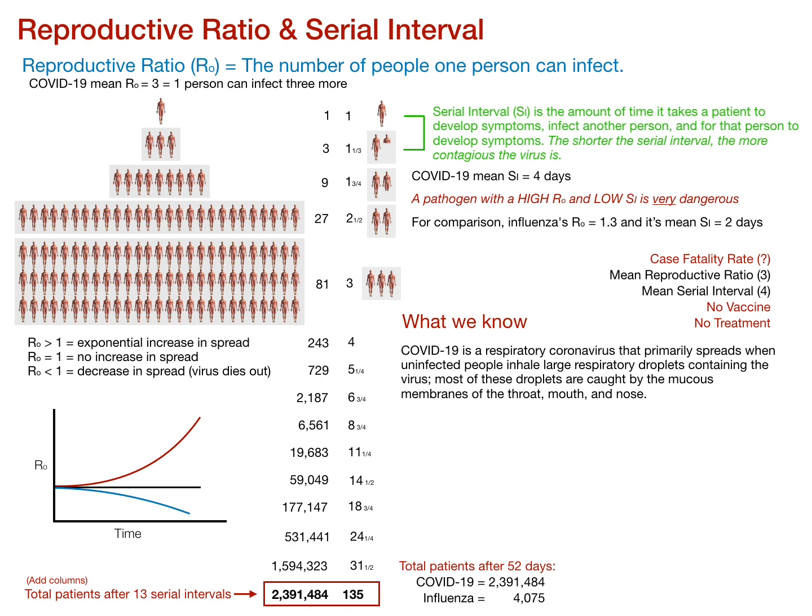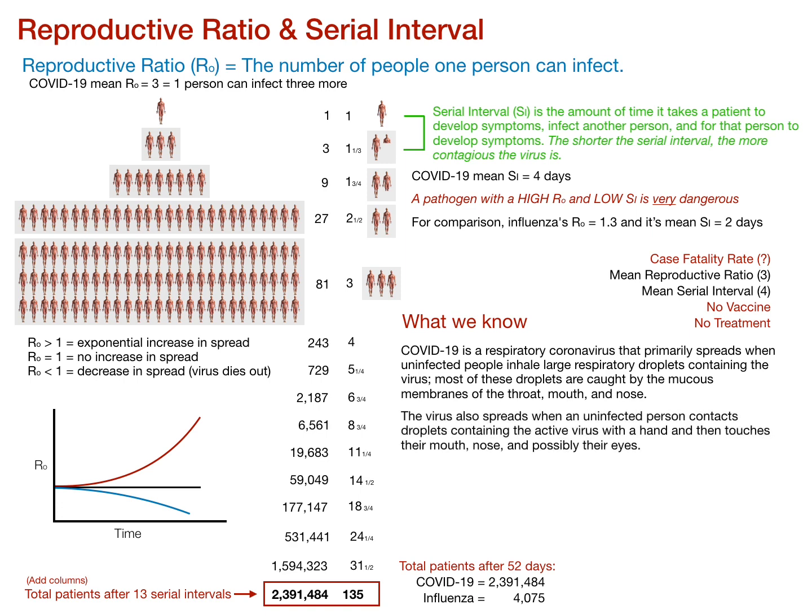We also know that COVID-19 is a respiratory coronavirus that primarily spreads when uninfected people inhale large respiratory droplets containing the virus. Most of these droplets are caught by the mucous membranes in the throat, mouth, and nose, and then go on to replicate and travel down the respiratory tree and sometimes the intestinal tract. The virus also spreads when an uninfected person contacts droplets containing an active virus with their hand, then touches their mouth or nose, or possibly their eyes.